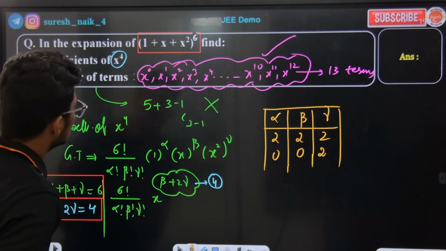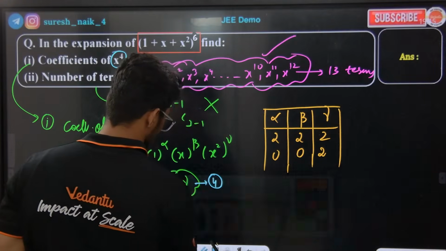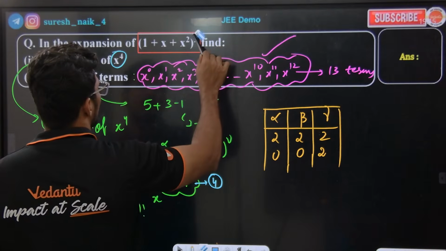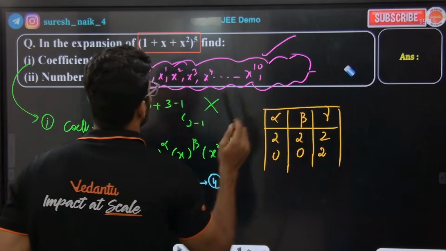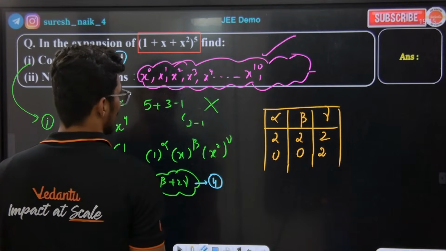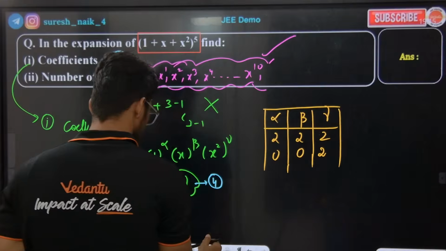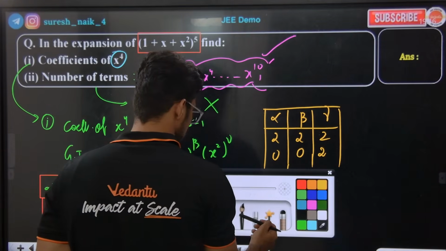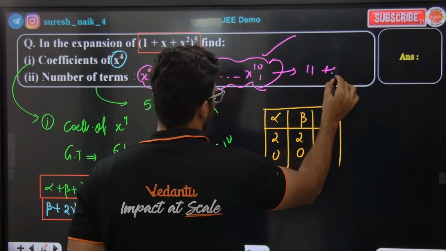Okay, then there is a mistake. What mistake? See, this should be 4 only. You take this as 4 only, no problem. Whatever we had there, let that be 4 only. Otherwise, the question is getting disturbed. I mean 5 only. If it is 5, the maximum power we are getting is 10. So 11 terms will be there.